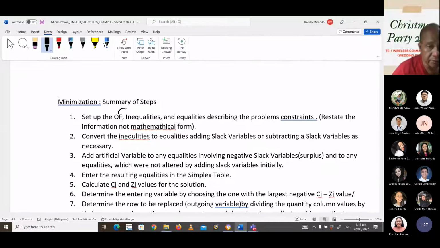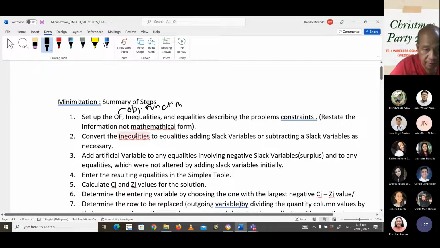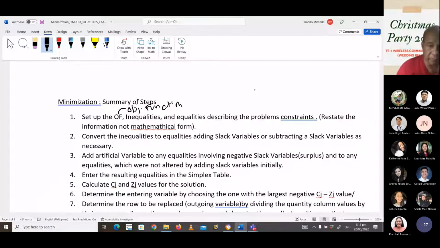Okay, so this is the objective function. Then the inequalities describe the problem constraints. They state the information not in mathematical form, so we are going to convert the inequalities to equalities by adding slack variables, the same thing we have done.